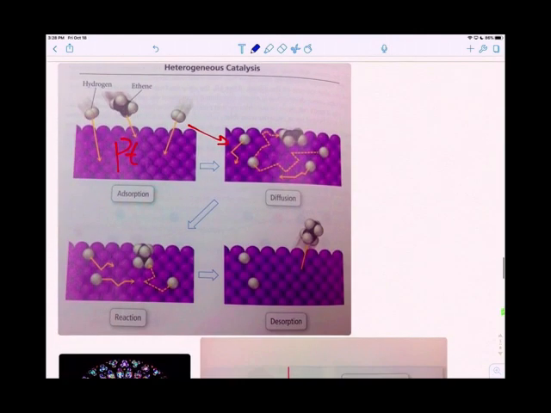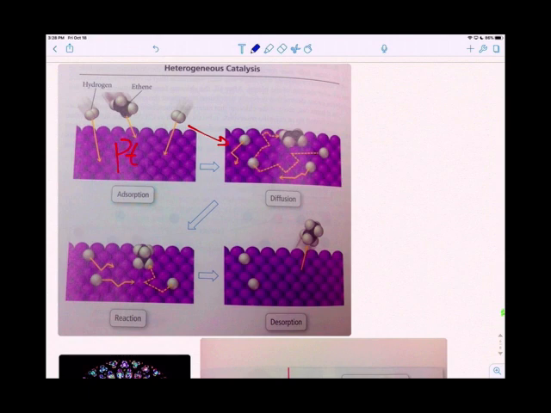Okay, so how else can this happen? Here's a heterogeneous catalysis. Platinum is a very useful material. Platinum is more expensive than gold, but platinum is much more common than gold. So why is platinum more expensive? Because it's extremely useful, and platinum especially as a catalyst.